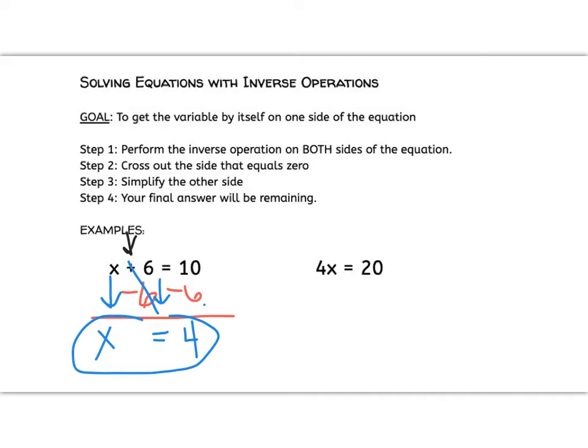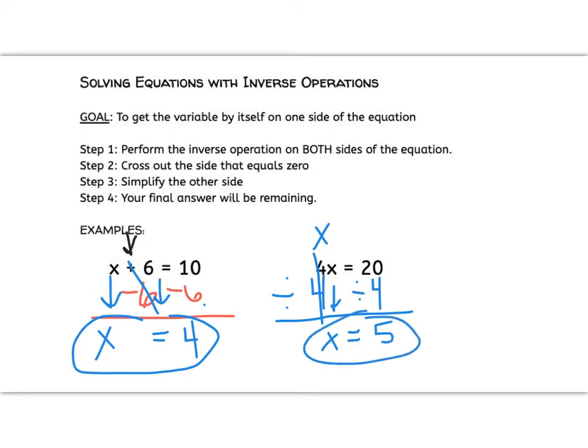Let's do this again. Over here, 4 and x next to each other means I am multiplying. So the inverse operation of multiplying is dividing. So I need to divide the number that's attached to the variable. I'm dividing by 4. Since I'm doing that on this side, I need to do the same thing on the other side and divide by 4. So this 4 and this 4 cancel. I bring down the x, bring down the equal sign, and then 20 divided by 4 equals 5. Now, does that make sense? What times 4 equals 20? 5 times 4 equals 20.